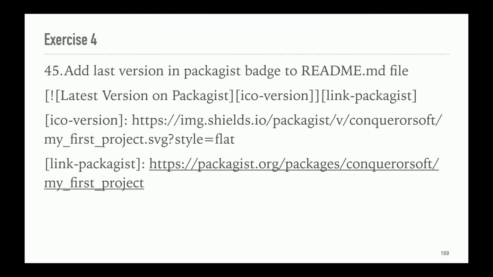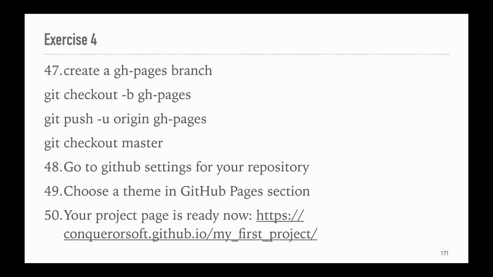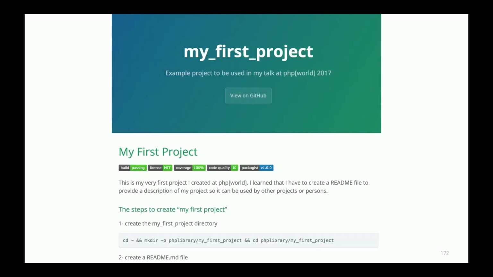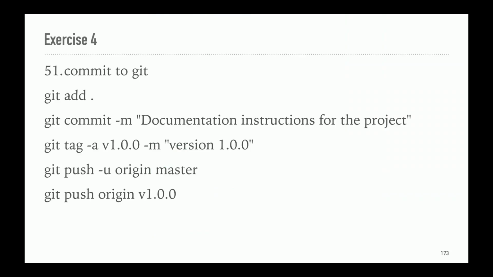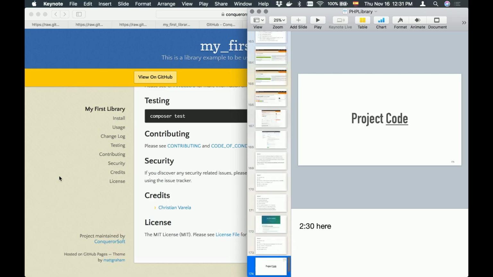We would link the GitHub account. We would include the badge for packages, and the documentation would look very similar. We would create the GitHub branch in order to show the documentation. And that's it. So I am just going to show you quickly the project code.